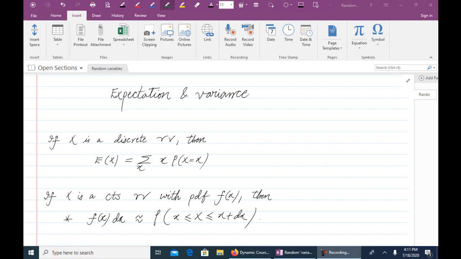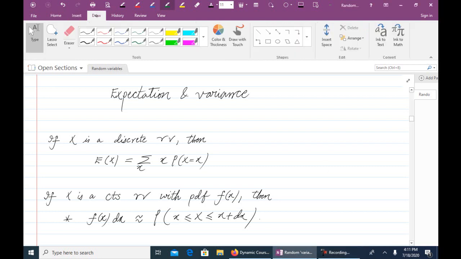Alright, so here we define the expectation for a continuous random variable. Recall the way we defined the expectation of a discrete random variable x. So we defined that if x is a discrete random variable, then the expectation of x is the summation of x times the probability that X is equal to x, where the sum goes over all values of x.